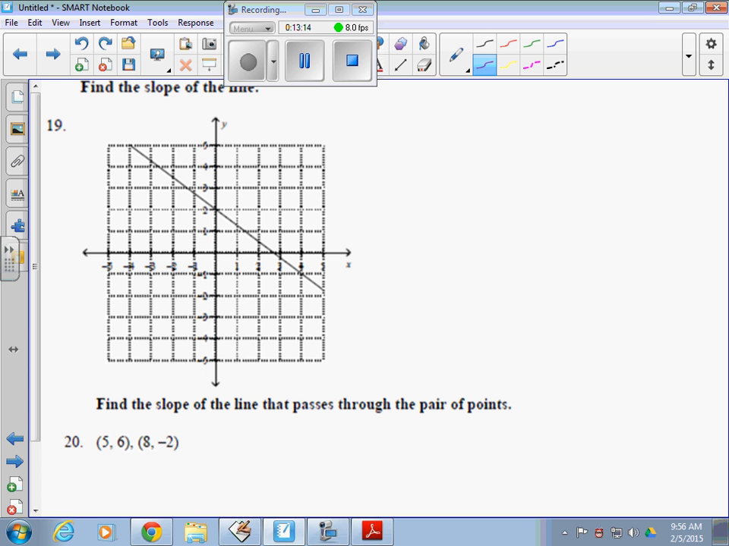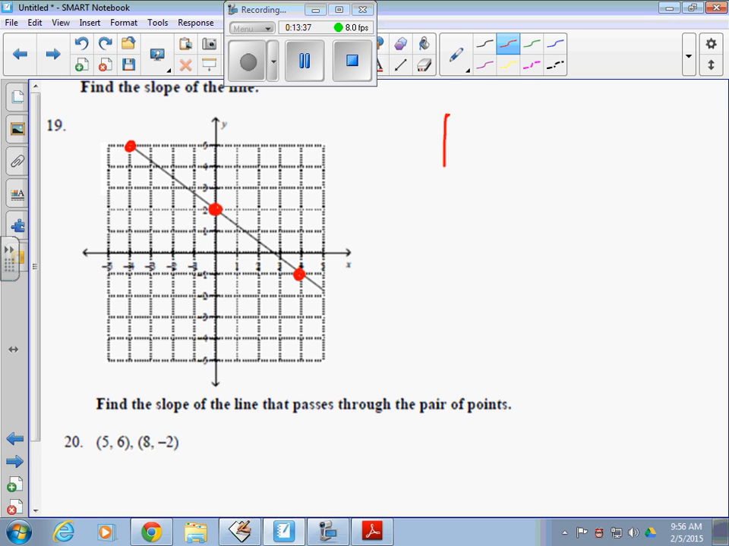Number 19 says to find the slope. So you need to come up with 2 points that cross through intersections. Not through the middle of 2 lines, but where 2 lines actually intersect. This is a pretty good intersection. This one looks like a pretty good one too. So use those 2. They're not going to be highlighted for you. You could have also used this one as one.